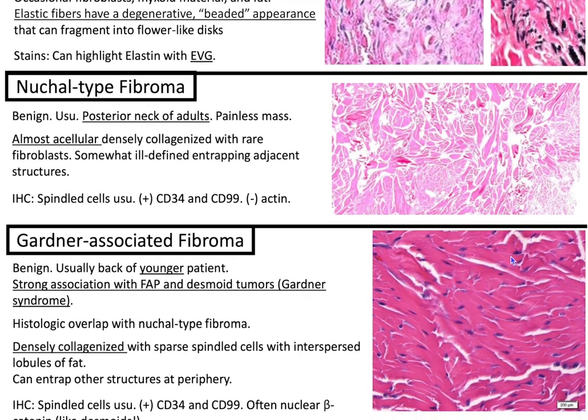Nuchal-type fibroma. This is benign, classically located in the posterior neck of adults. It's a painless mass. It's almost acellular, densely collagenized with rare fibroblasts. It has a somewhat ill-defined border and entraps adjacent structures. And then on IHC, it will be positive for CD34 and CD99 and negative for actin.